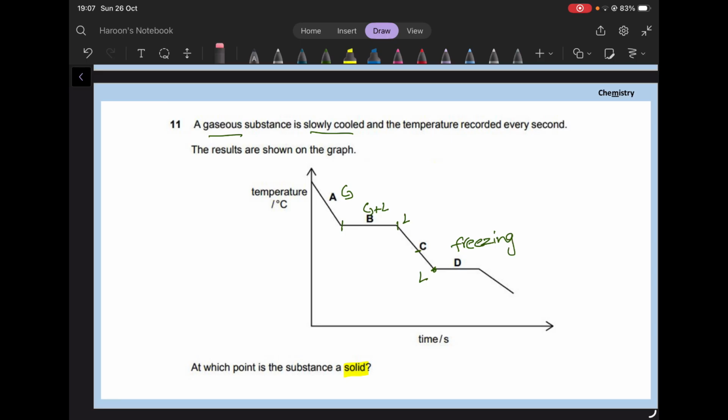And when we have the second horizontal part of this graph, that means during this horizontal part, we have freezing that is taking place. So there is a mixture of solid plus liquid over here. So you can see at D we will have the solid state. At A we have gas. At B, a mixture of gas plus liquid. At C, all liquid. D, a mixture of liquid plus solid, some liquid as well as solid particles. So the only place we can possibly have a solid particle would be at D.